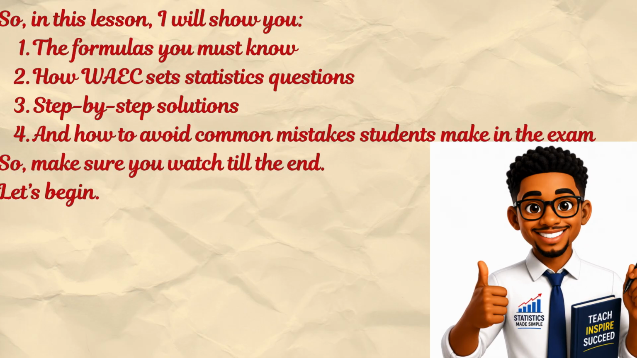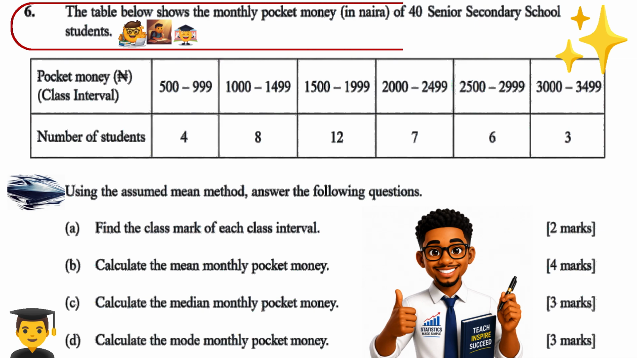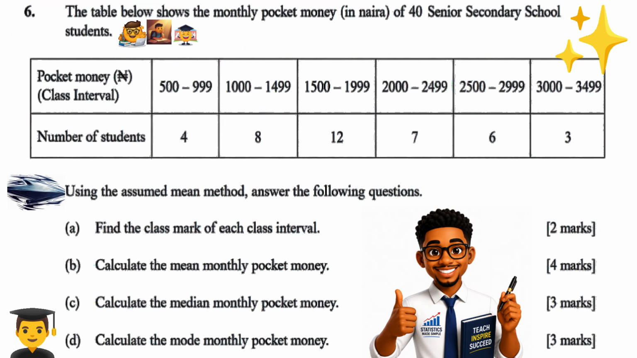Let's begin. Today's question is from a real WAEC statistics theory question. The question says, the table below shows the monthly pocket money in Naira of 40 senior secondary school students. Then WAEC provided class intervals and frequencies. This topic is called grouped frequency distribution.